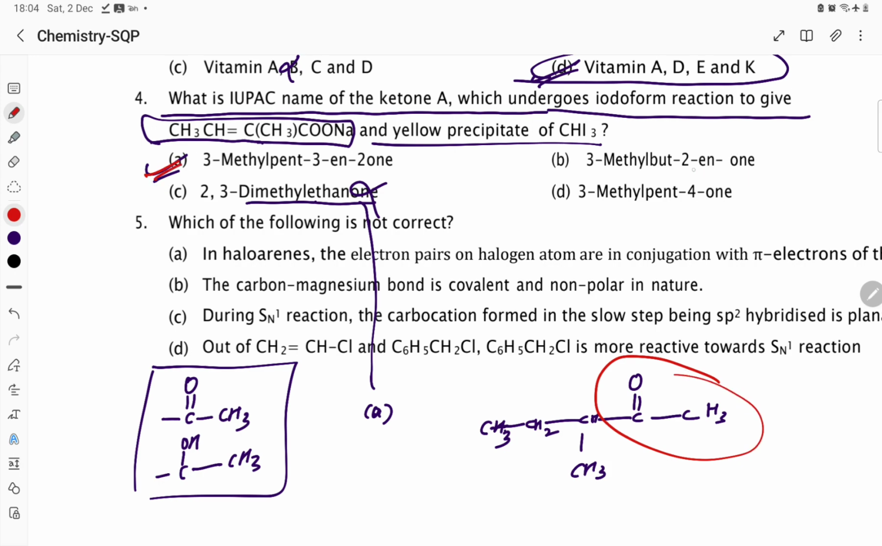For the rest of them, here 2-en-1-one: this is not the methyl keto group, student. 4-methylpent-4-en-1-one is not either, student. Only the 2-one can be possible. So this is it. Now let us go back to question number 5, student.